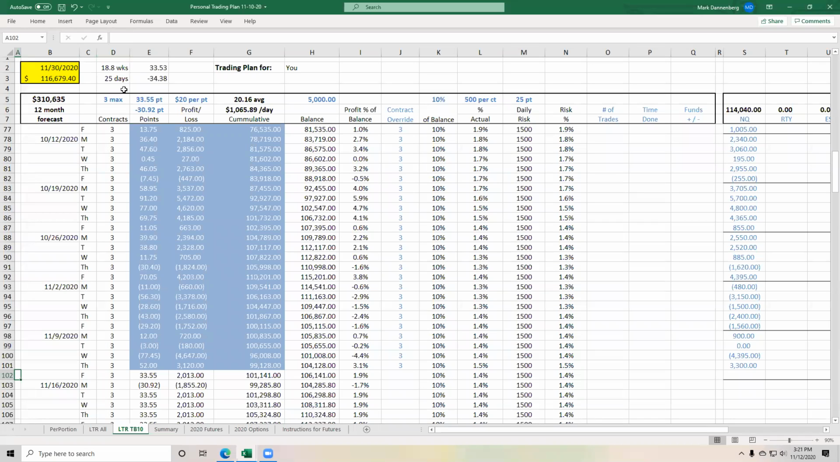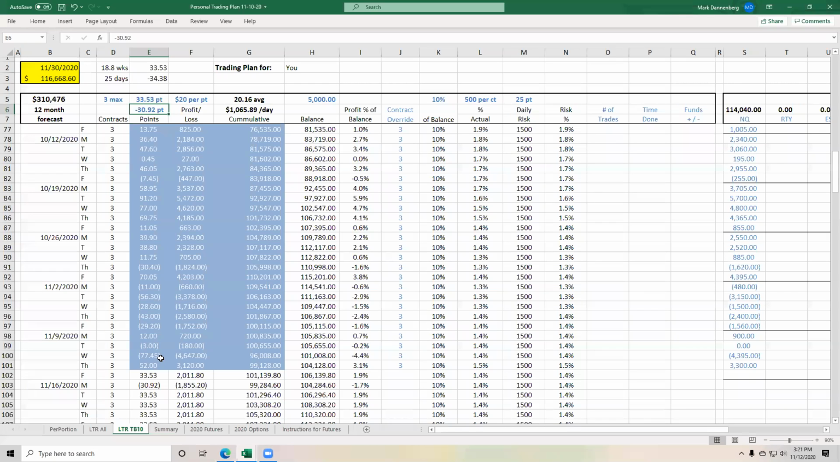So here we have an average for positive days of 33.53. So I'm going to transfer that down here, 33.53. Not significantly different than what we had in there before. Here we have an average of losing days of 34.38. A little bit different there, and that's to be expected.